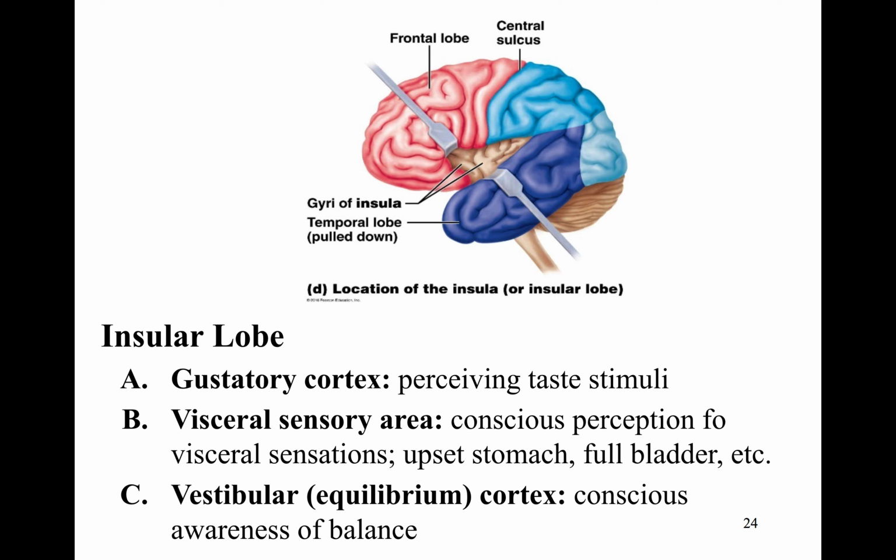Next, we're going to have our visceral sensory area. The visceral sensory area is going to assist in conscious perception of visceral sensations. So visceral, you should always think your organs. It's helping us interpret or perceive visceral sensations, or organ sensations, such as an upset stomach or a full bladder.